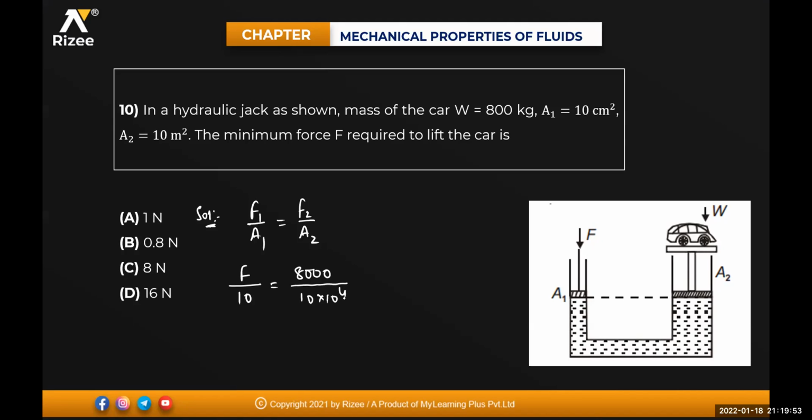So this 10 will get cancelled. So this will be 10 power 3 and this will get cancelled. So F will be equal to how much? F is equal to 8 by 10. That will be equal to 0.8 Newton. B option will be the answer.